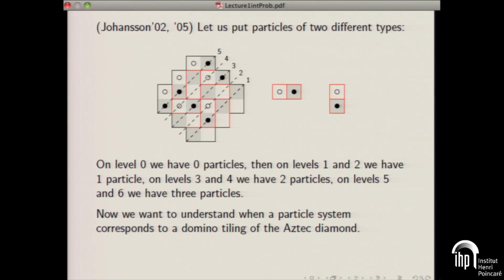So of course, if I just put some black and white particles randomly in the Aztec diamond, it will not give a domino tiling. For example, for each black particle, we need to have some neighboring white particle. So let us try to understand what positions of black and white particles will give rise to an actual domino tiling of an Aztec diamond.